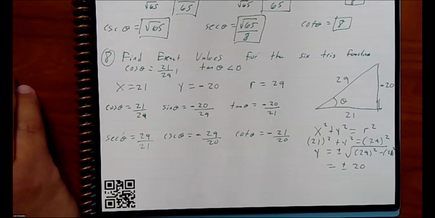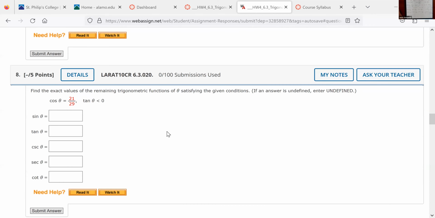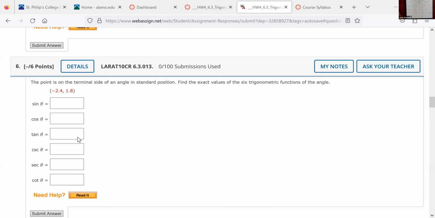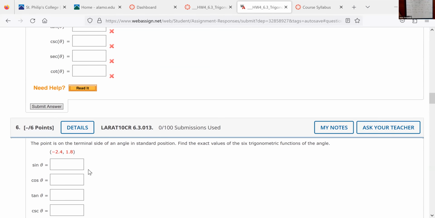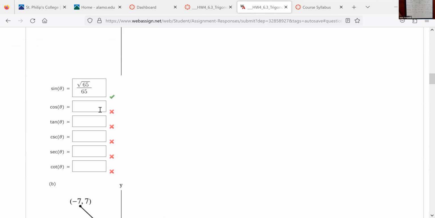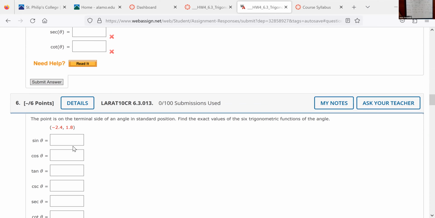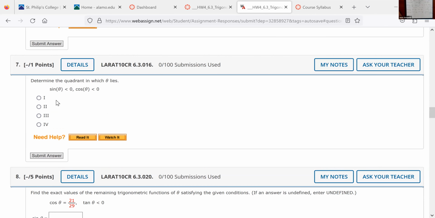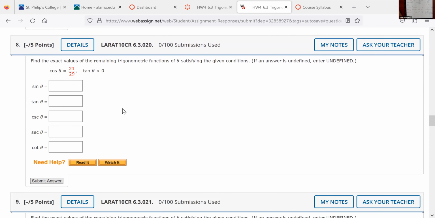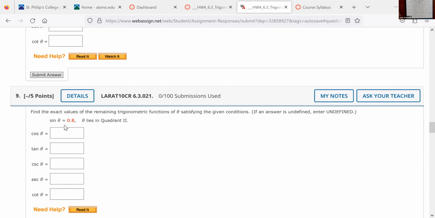Well, quickly, Brett, we won't solve these, but I'll go ahead and talk about them. Here they gave us X and Y, and we had to find R in order to find these. Same thing as the last example we did, 5. 6 is the same thing, 7 is more of a conceptual thing. We just did 8.